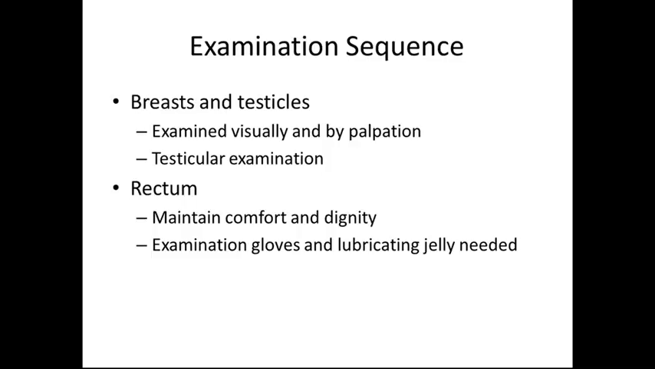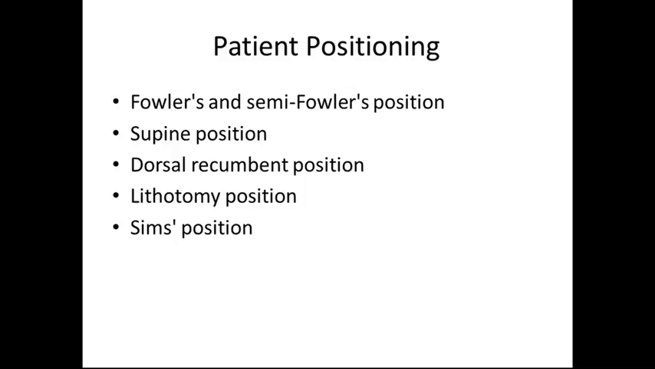And then the rectum, where it is important to maintain comfort and dignity. Examination gloves and lubricating jelly are needed. We oftentimes are doing hemoccult tests to test for blood in the stools. Patient positioning. There are several different types of patient positioning. There's high Fowler's and semi-Fowler's. Supine position, dorsal recumbent, lithotomy, and Sims are the most common.